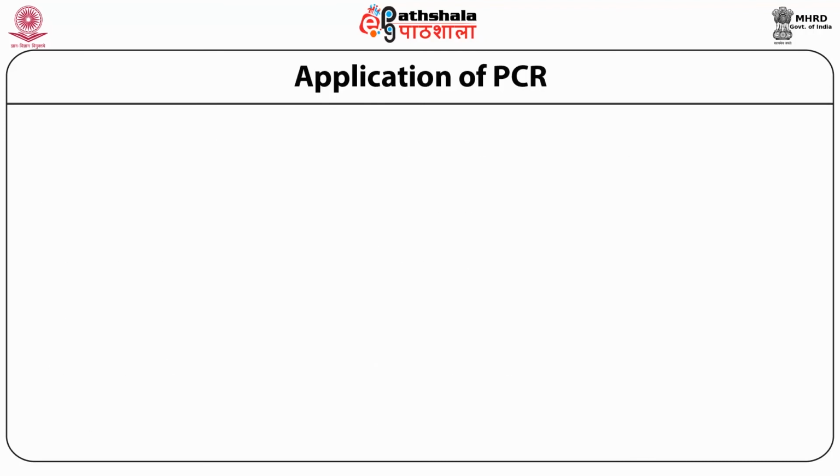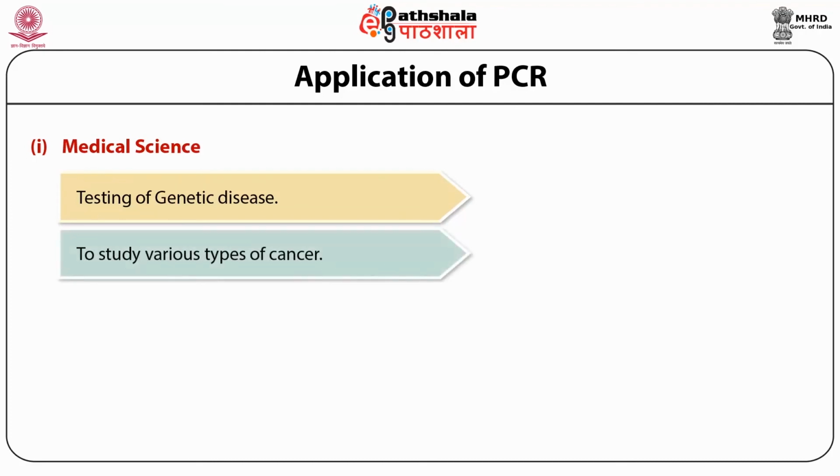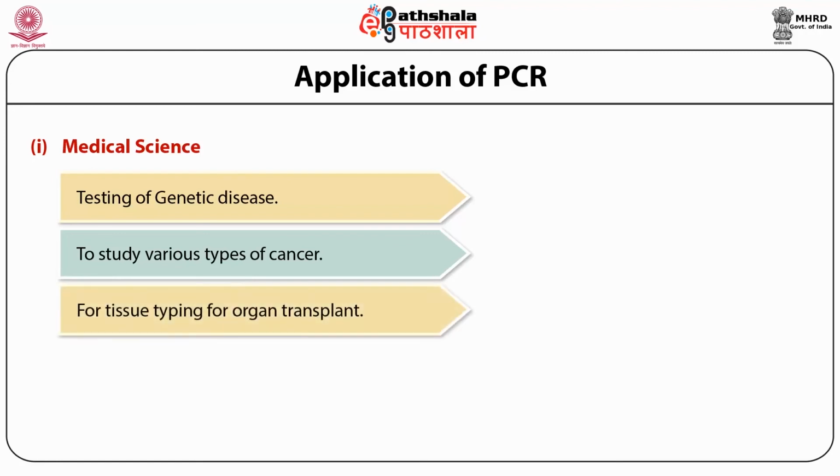PCR has been used in medical labs for genetic testing. PCR can be used for confirmation of genetic diseases at the prenatal stage. PCR can be used for testing various types of cancer to study genetic mutation. PCR can also be used for replacing tests for tissue typing for organ transplant.